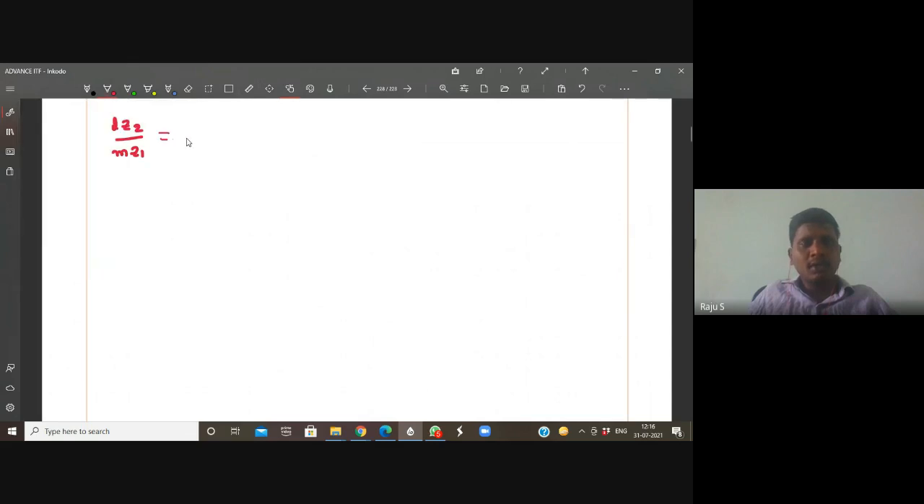Purely imaginary means, shall I write this as iota into y? If I take z as a complex number x plus iota y, it is purely imaginary, so z is equal to iota y itself. So I equate it to iota times a real number, which implies z2 by z1. Shall I write here iota times m by l, students? Shall I write like this?